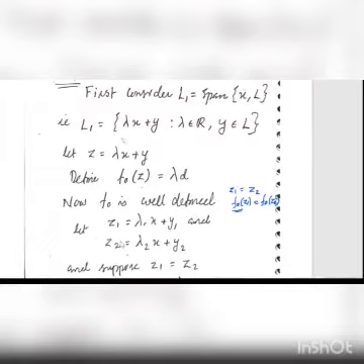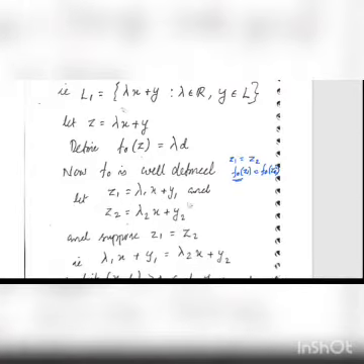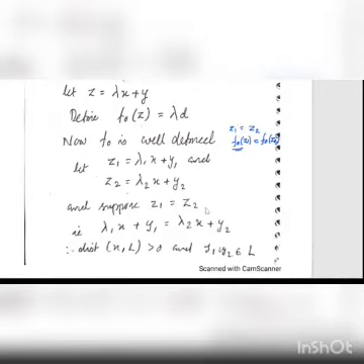Now you take your z1 and z2 from your L1. So z1 is of the form lambda 1 x plus y1 and z2 is of the form lambda 2 x plus y2. Now suppose z1 equal to z2, that is lambda 1 x plus y1 equal to lambda 2 x plus y2. Therefore, the distance between x and L is greater than 0, right? And y1, y2 belongs to L.